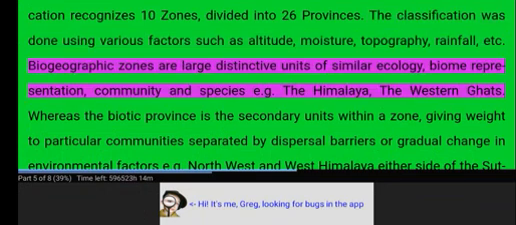Biogeographic zones are large distinctive units of similar ecology, biome representation, community and species, e.g. the Himalaya, the Western Ghats.